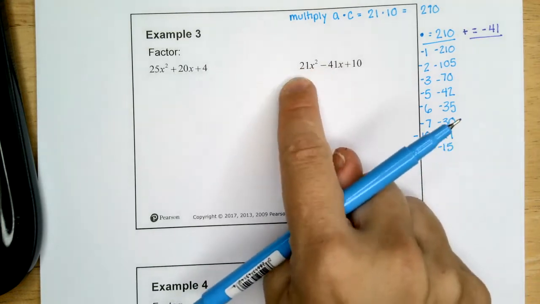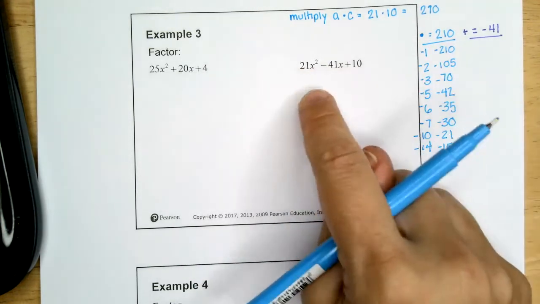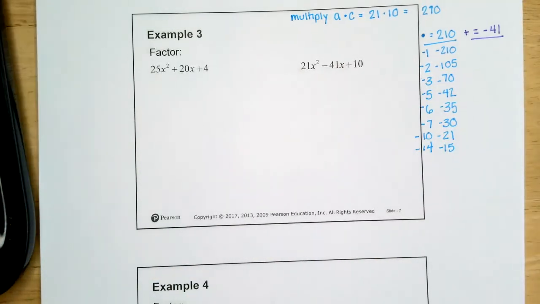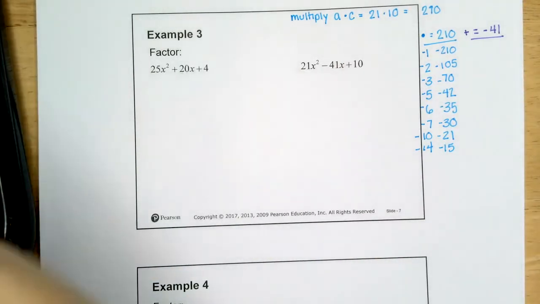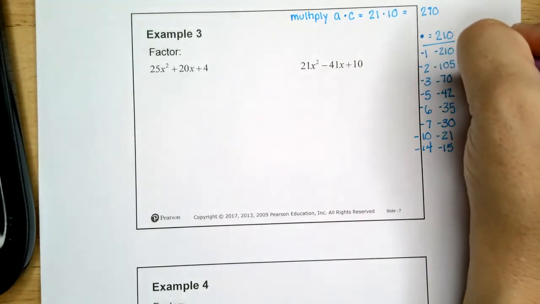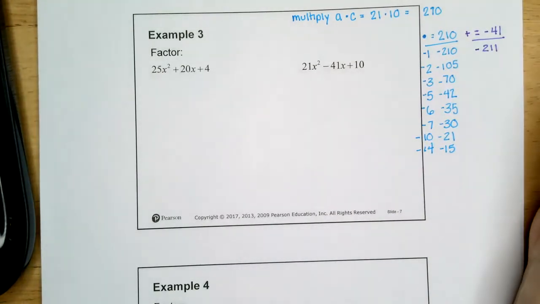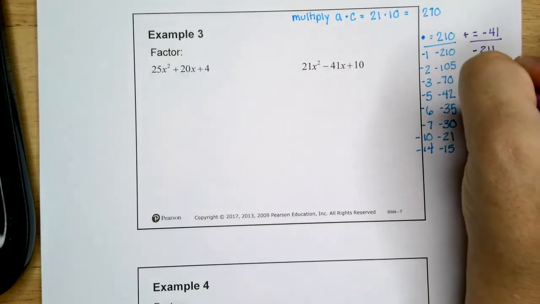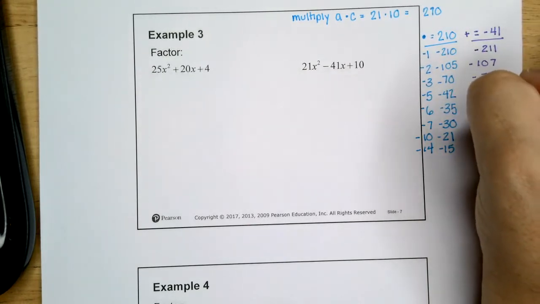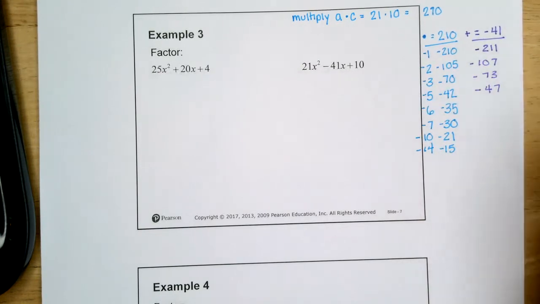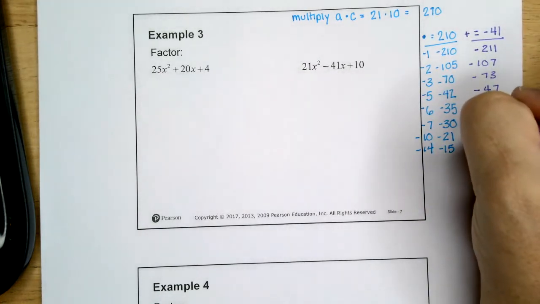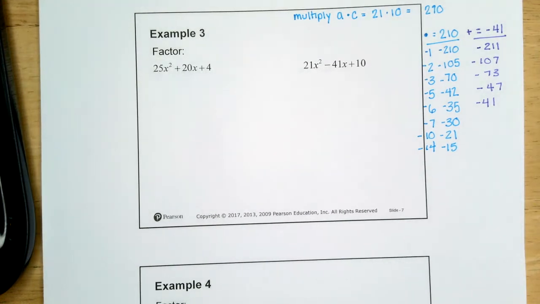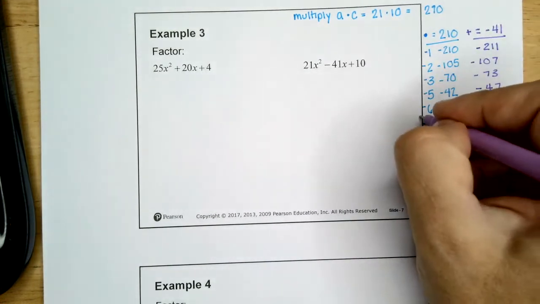We're doing this one. 21 times 10 is 210. Do any of these add up to negative 41? This would be negative 211, right? This would be negative 107, negative 73, negative 47, negative 35 and negative 6. Yay. 35 and 6, right? So we found it.